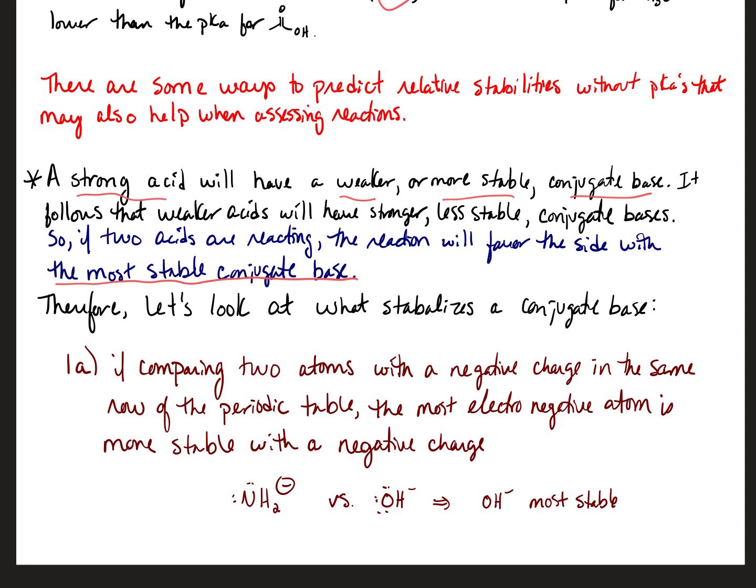When we're comparing two atoms with a negative charge in the same row of the periodic table, the most electronegative atom should have the negative charge, right? So if you have NH2 minus versus OH minus, where this oxygen is going to have a negative charge on it, that means it's more stable because oxygen is more electronegative.